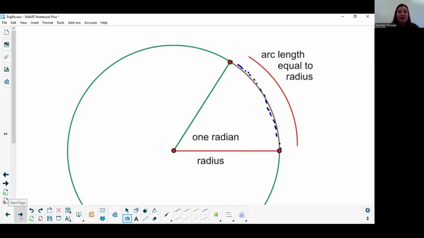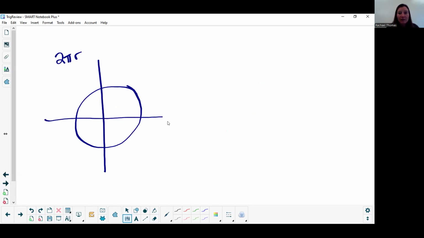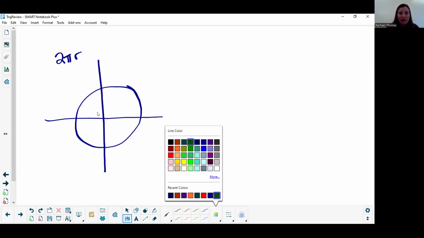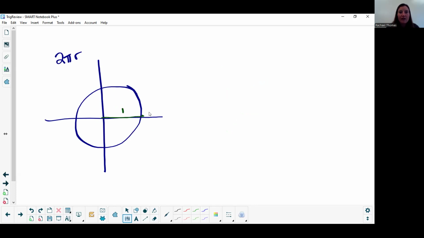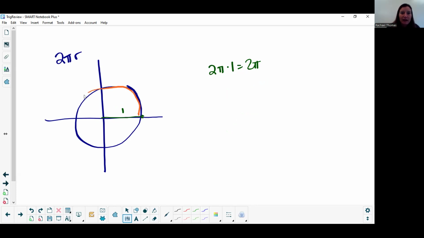So if I wanted to find a few of those, using the fact that 2 pi r measures the whole distance around the circle, and in unit circle land, I'm talking about a circle of radius 1, right? This radius is 1. That means that 2 times pi times 1, which would be 2 pi, is the whole way around the circle. Okay, so with that fact in mind, halfway around the circle, that distance would be 1/2 of 2 pi, or pi radians.